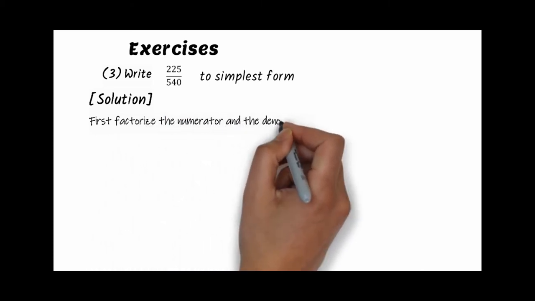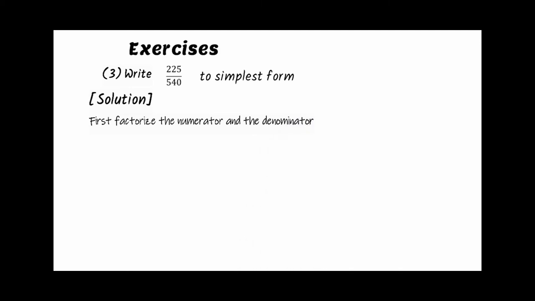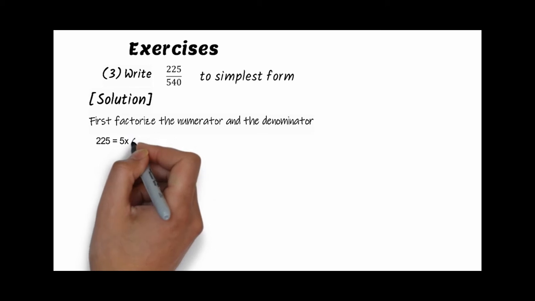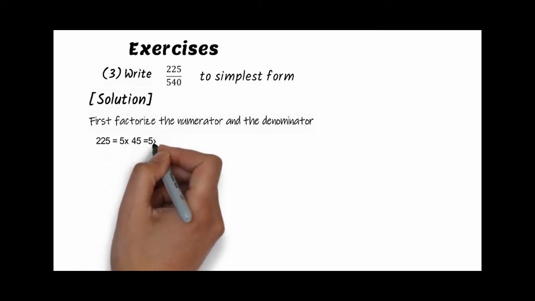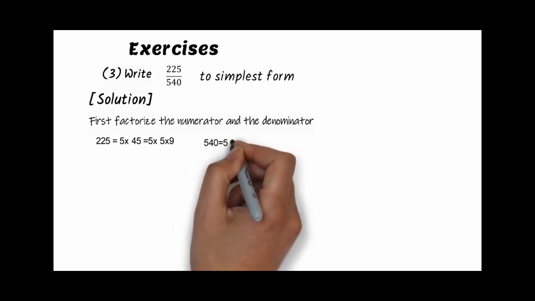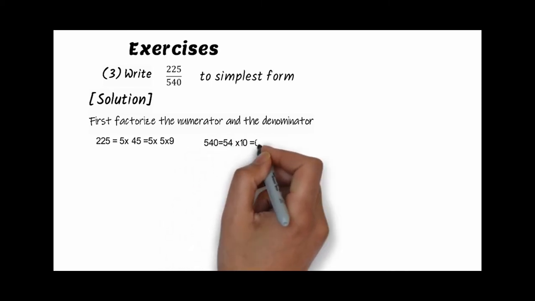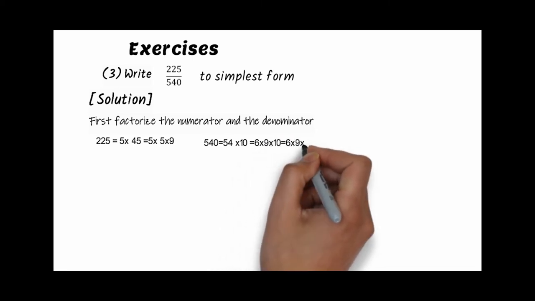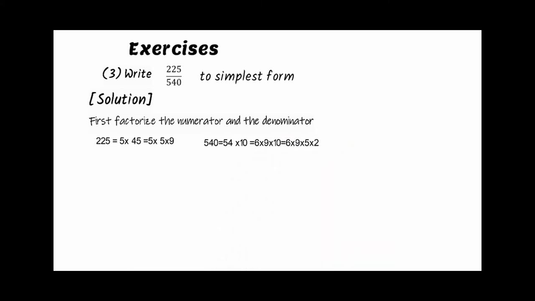Now in solving this problem, the very first step we're going to do is to factorize both the numerator and the denominator. Starting with 225, that equals 5 times 45. 45 is equal to 5 times 9. So the whole thing is equivalent to 5 times 5 times 9. Now for 540, that equals 54 times 10. 54 is equal to 6 times 9. And 10 is equal to 5 times 2. So the whole thing can be factored into 6 times 9 times 5 times 2.